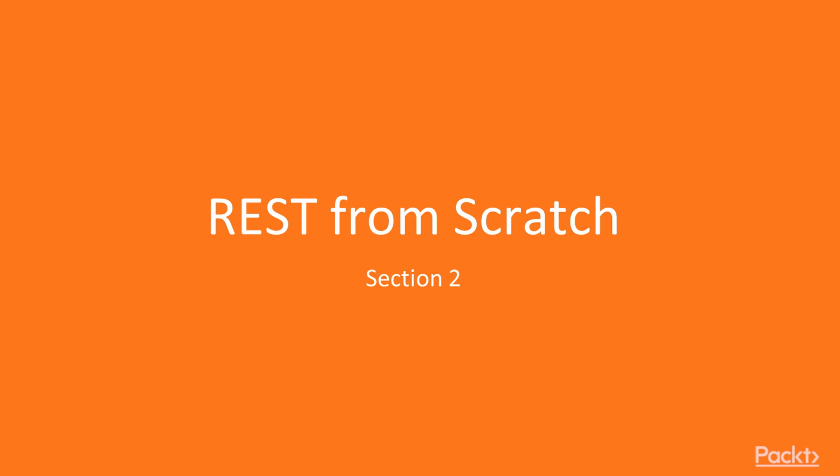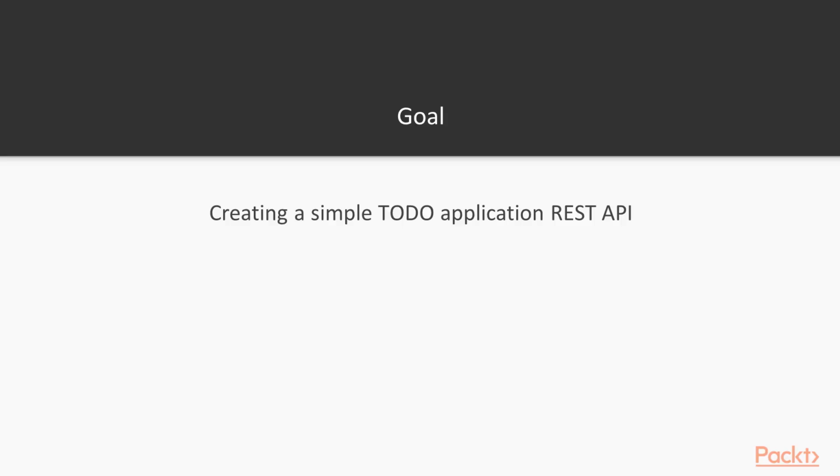So let's go through a very quick section overview where we're going to see everything that we're going to learn in this section. So basically the goal for this section is to create a very simple to-do application with a REST API. So it's going to be the exact same example that we saw in the previous section, but we're going to actually build it, and we're going to do so from scratch.